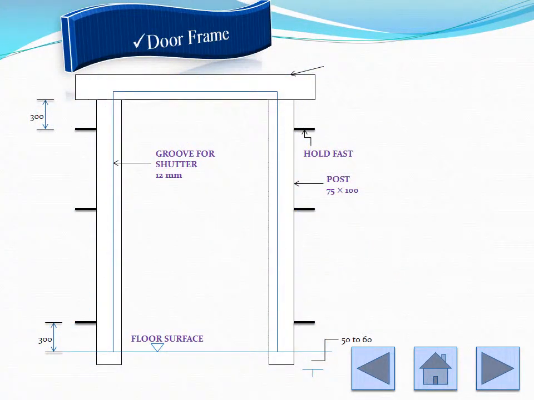We have the frames of the door. The frames of the door, you can see at the right hand side, the frame is 300. At the right hand side, it is wood fast. The height, we have the post 75 by 100. Then at the left hand side, the groove was shorter. Then the groove, and the last one is floor surface. Then the parallel line at the bottom.